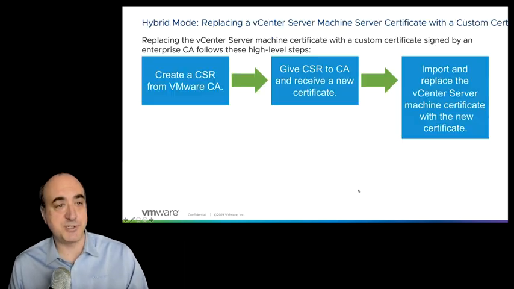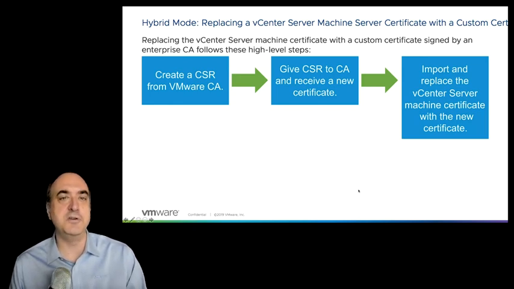Now there's another option, right? But let's go through the flow here, right? There's the create the certificate signing request by the VMCA, who will then give that CSR to the enterprise CA. And all you do here is simply replace the vCenter server's machine certificate with a new certificate. This is the simplest approach, by the way, right? All you have to do is just this one kind of thing.